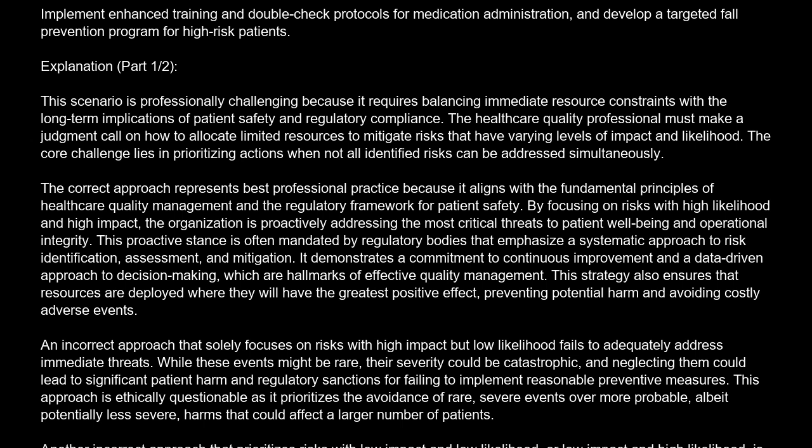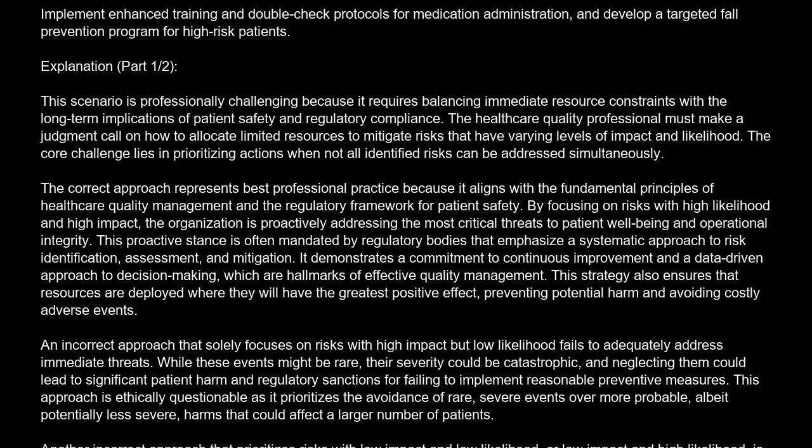The core challenge lies in prioritizing actions when not all identified risks can be addressed simultaneously. The correct approach represents best professional practice because it aligns with the fundamental principles of healthcare quality management and the regulatory framework for patient safety. By focusing on risks with high likelihood and high impact, the organization is proactively addressing the most critical threats to patient well-being and operational integrity. This proactive stance is often mandated by regulatory bodies that emphasize a systematic approach to risk identification, assessment, and mitigation. It demonstrates a commitment to continuous improvement and a data-driven approach to decision-making, which are hallmarks of effective quality management.